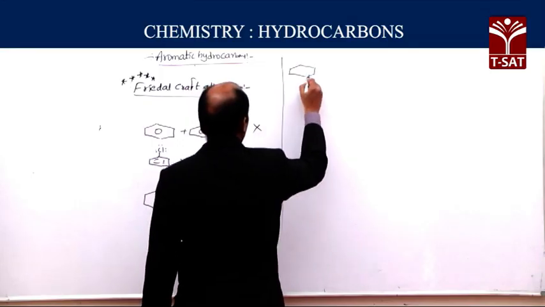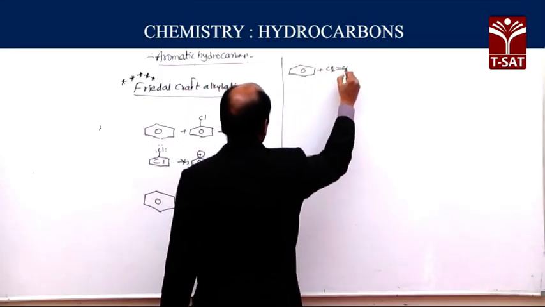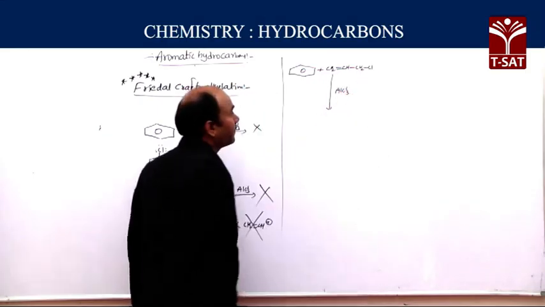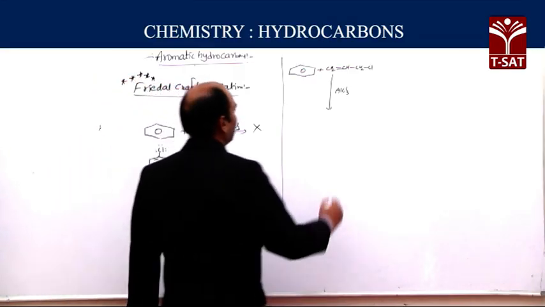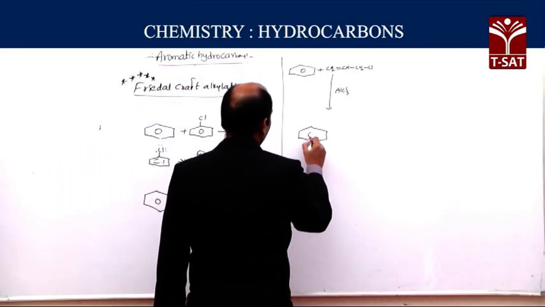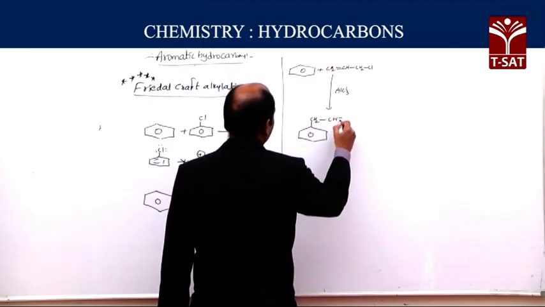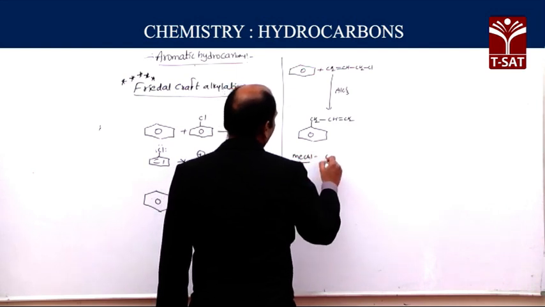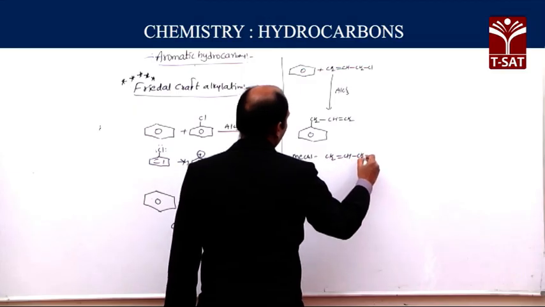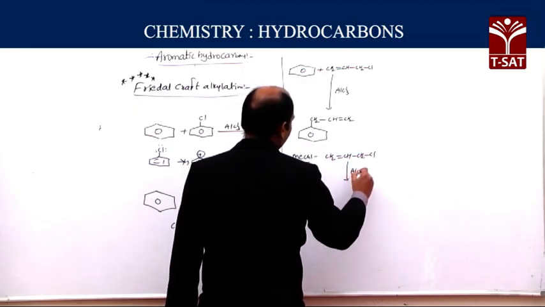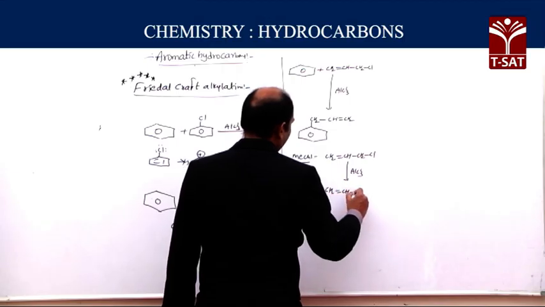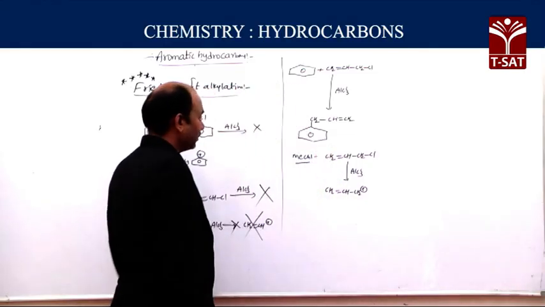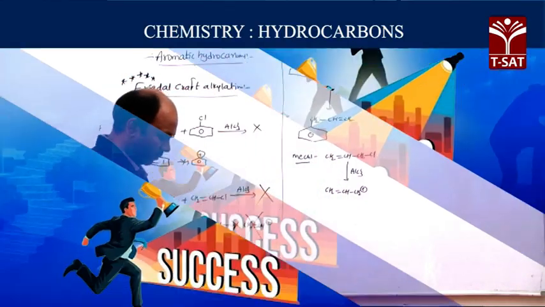Suppose you take benzene plus allyl chloride in the presence of AlCl3. We get CH2 single bond CH double bond CH2 attached to the ring. In the mechanism, CH2=CHCH2Cl with AlCl3 gives the allyl cation, which is stabilized by resonance. So that compound is formed.